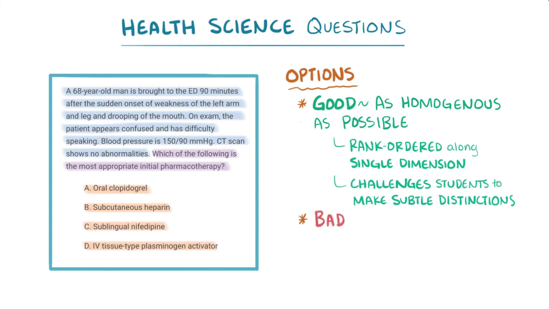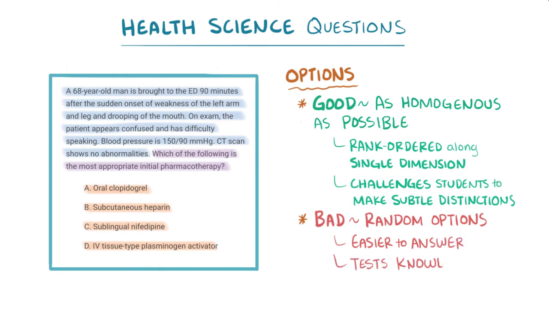In contrast, there could be a correct answer with 3 random options as distractors that don't have any relationship with each other or with the question stem. A question like that makes it easy to answer, tends to test knowledge of isolated facts, and offers less learning value.